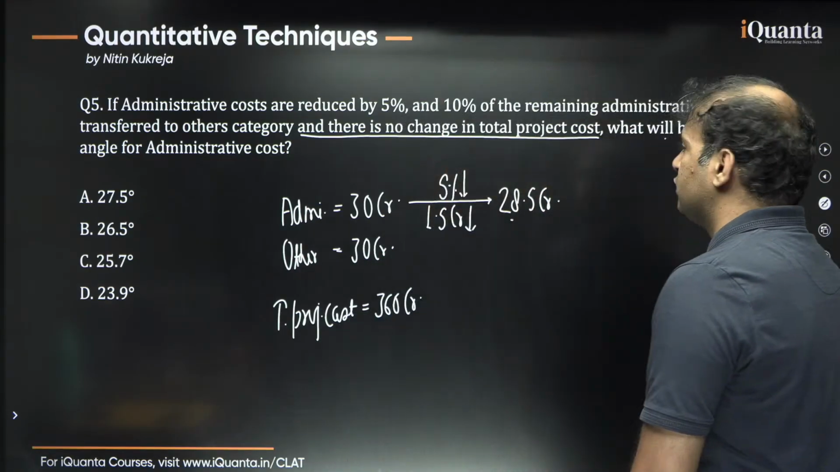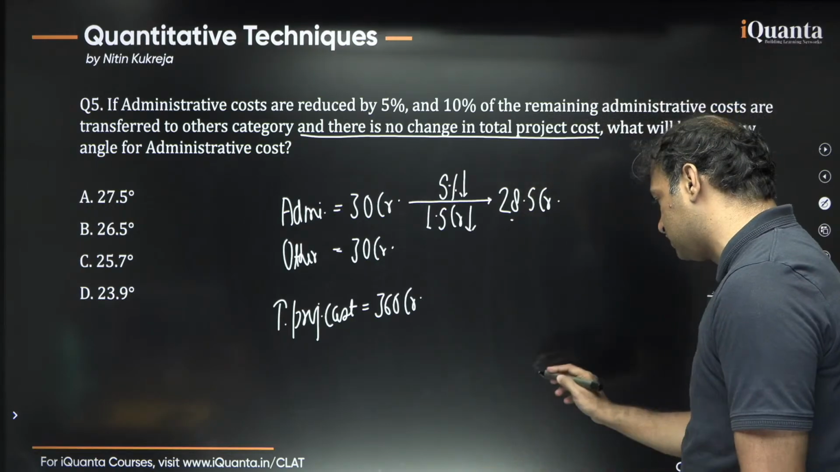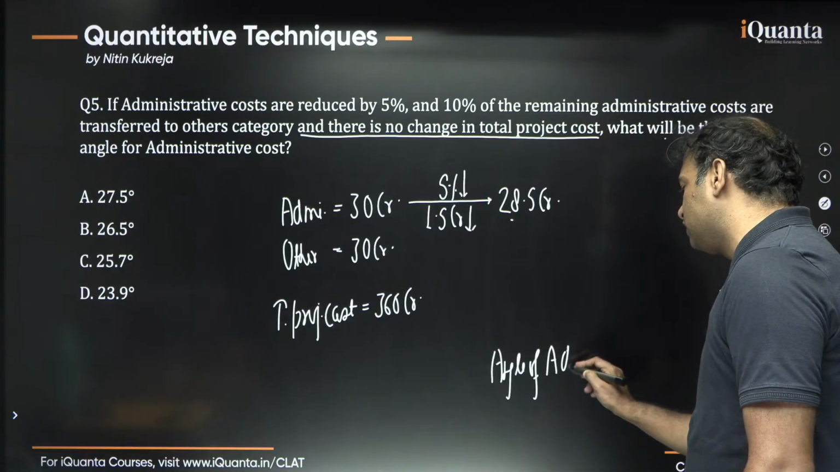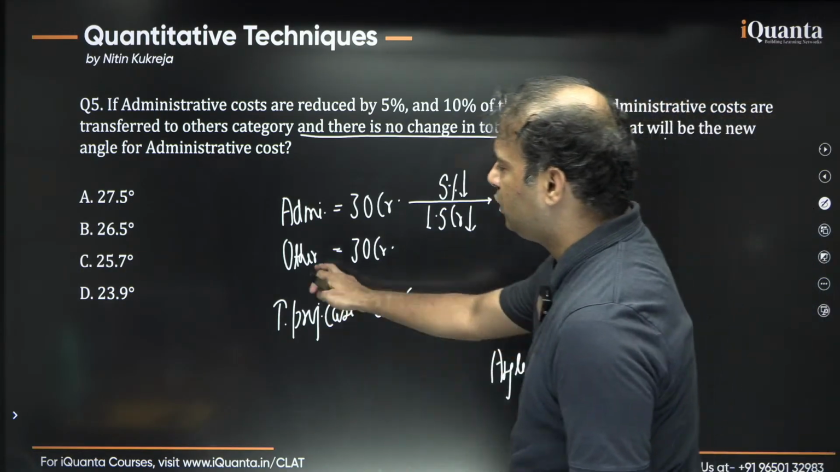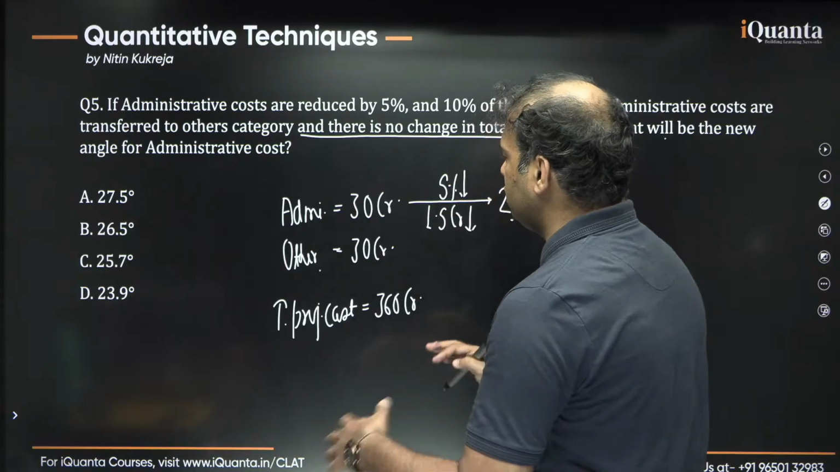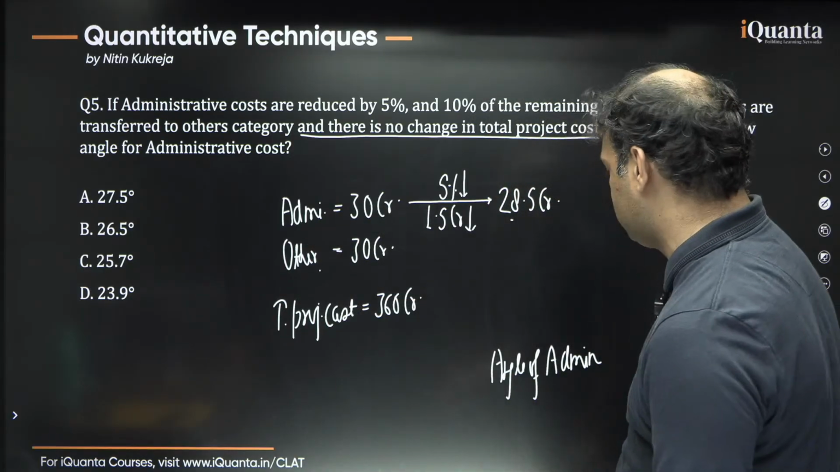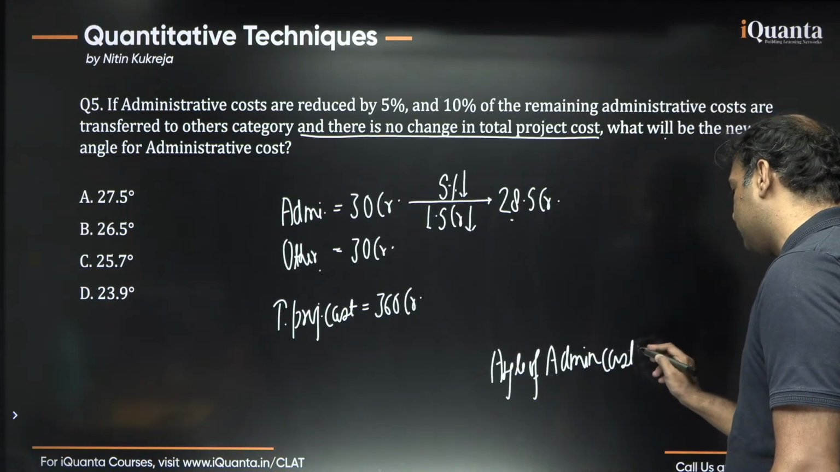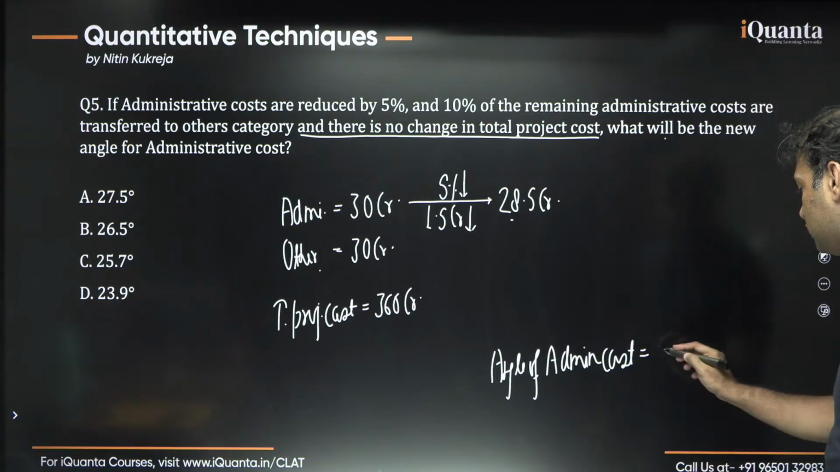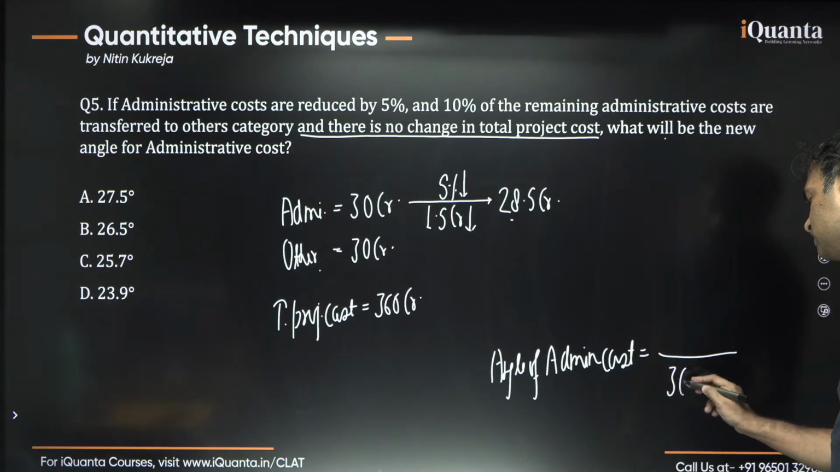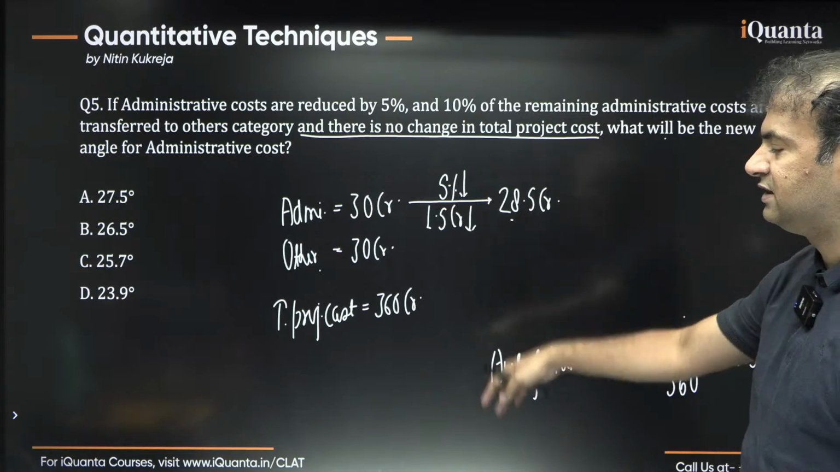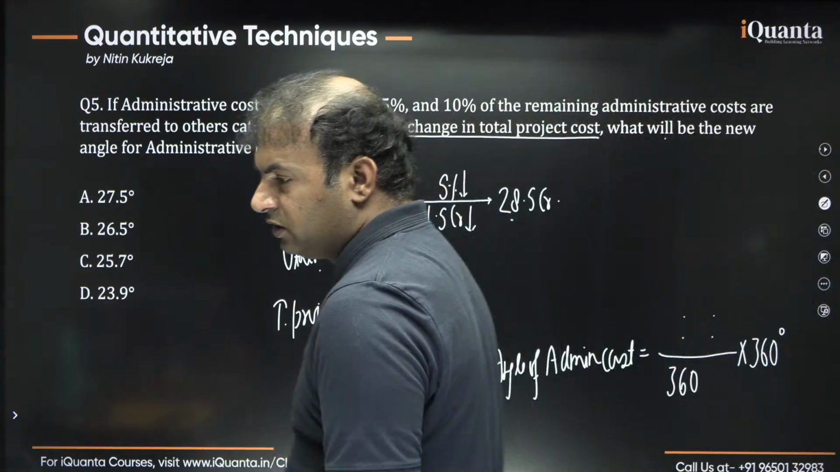The question is to find the new angle of administrative cost. We only have to find the angle of administrative cost, so we really do not need to think about the cost of the other head. We really need to work only on the cost of the administrative sector. That's a good thing. So the angle of the administrative cost will be the administrative cost divided by the total project cost, into 360. The total project cost is 360 anyway. The only thing we need to find is the cost of the administrative sector, and we are almost there.